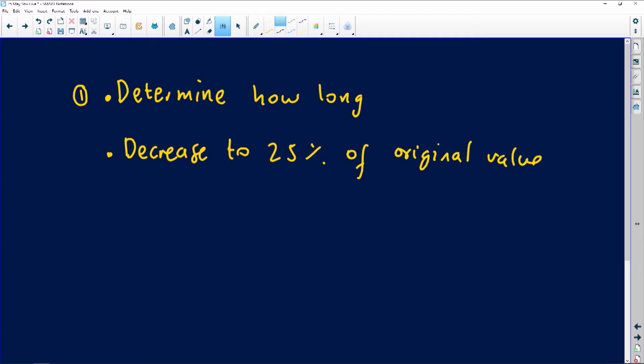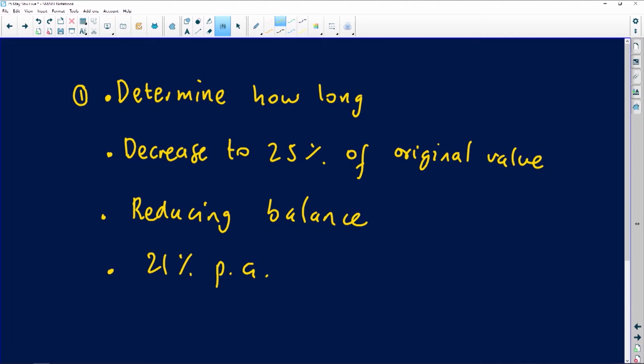This is actually very important. Okay, the next bullet point here: if the rate of depreciation based on reducing balance. Reducing balance is another key word I see here. And the last thing they're saying is this thing is going to reduce at 21% per annum. Okay, no complications, right? So what does each one of these things mean to us? First bullet point, determine how long. What does that mean? That means find n, okay?